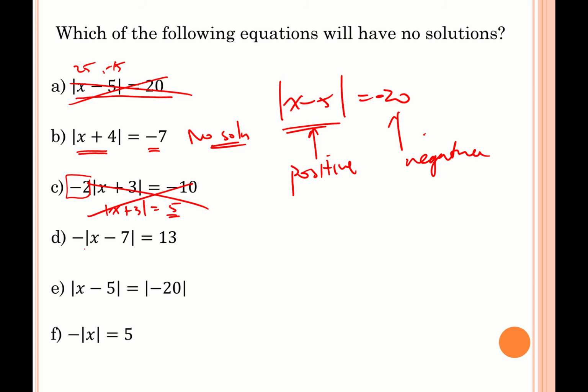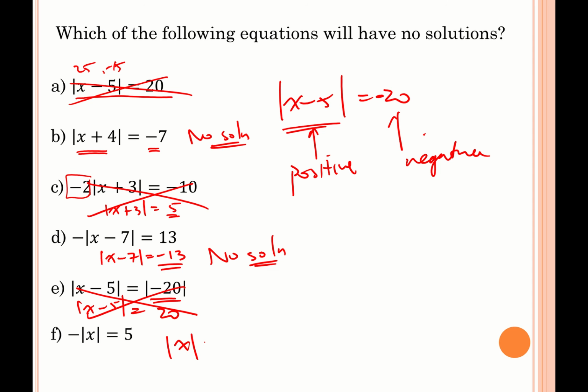For D, when you isolate the negative sign, it becomes the absolute value of x minus 7 is equal to negative 13. Since it's negative, again, you will have no solution. Okay. For E, when you take the absolute value of negative 20, it becomes 20. And then you have, again, the same question as number A. So this will have a solution. F, when you isolate the absolute value, it becomes the absolute value of x equals negative 5. So this one will have no solution. So the answers would be B, D, and F.